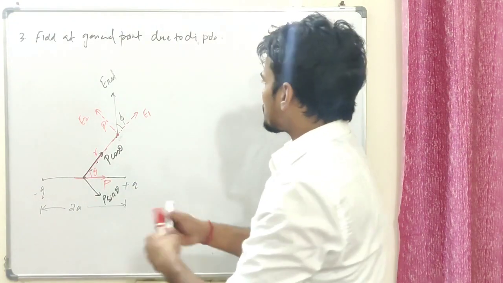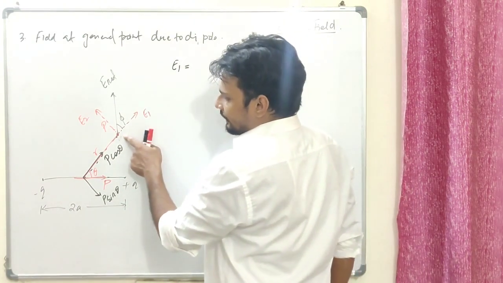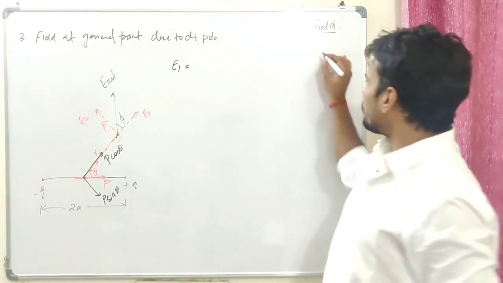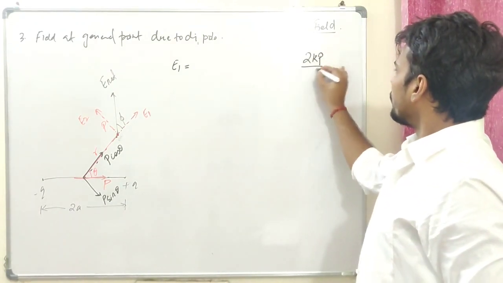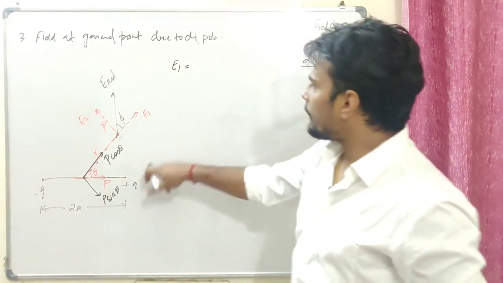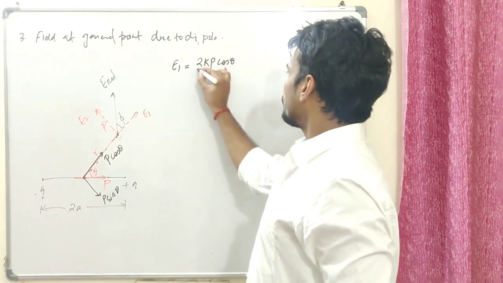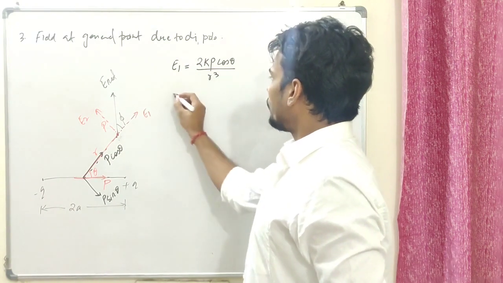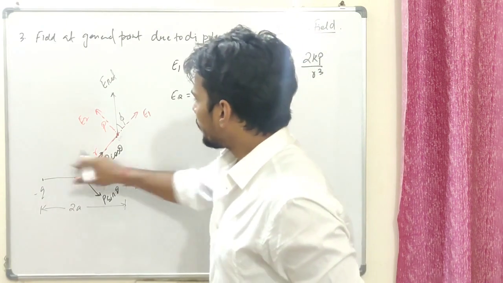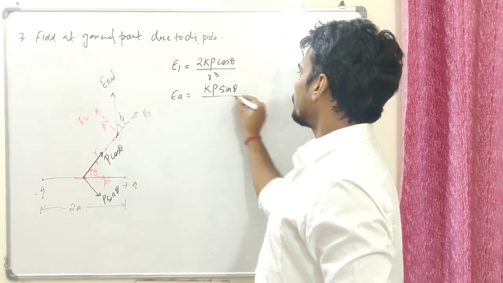Okay guys, can I just find the E1? E1 is due to this dipole moment on its axis, right? And we have learned that that is nothing but 2kp by r cube, isn't it? Over here, this p is nothing but p cos theta. So it's going to be 2kp cos theta over r cube. Likewise, E2 should be on the perpendicular bisector. That's going to be kp sin theta over r cube.